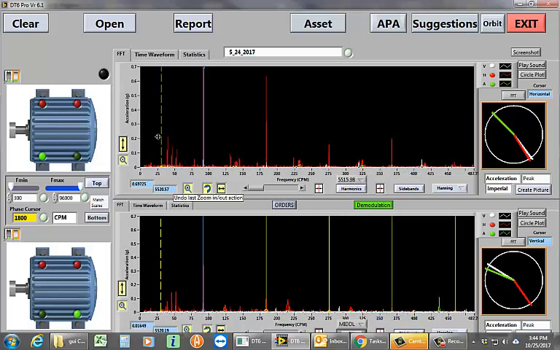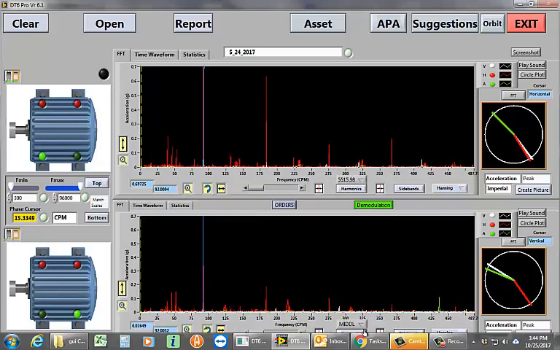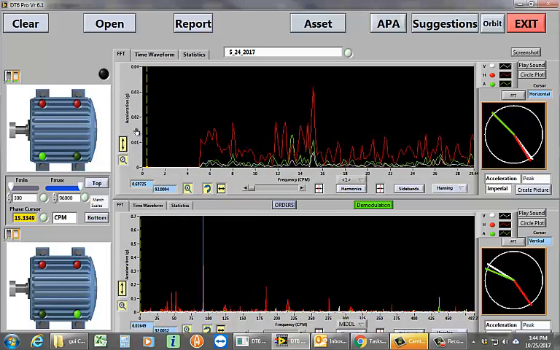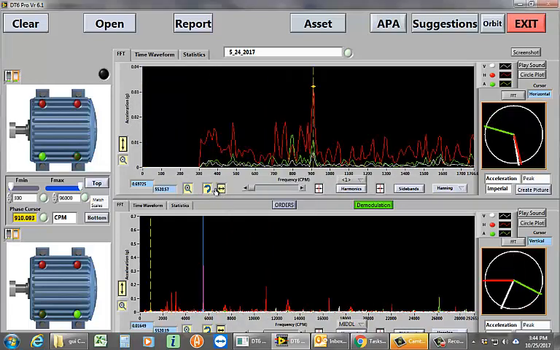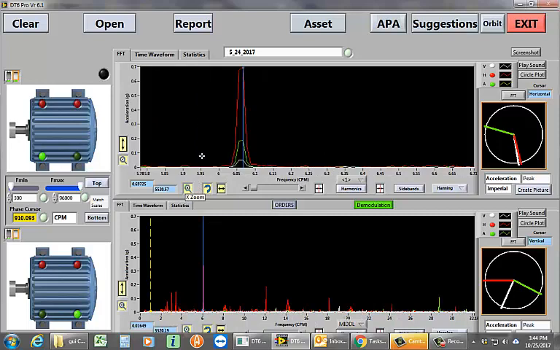If I put my cursor in the right spot. Hold on a second here. We'll just zoom in right here. And we'll put this on the fundamental speed, which is right there. There we go. And we'll go back. And now we turn on orders. There we go. You can see that it's close to 6, but it's not exactly 6. And if it was a true harmonic, it should be exactly 6.